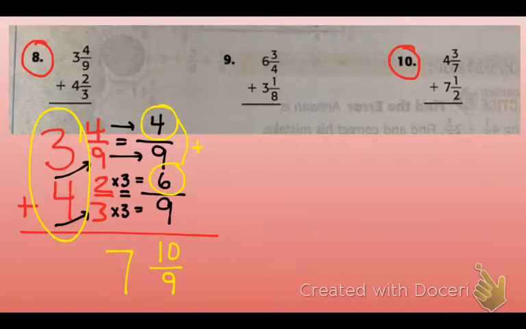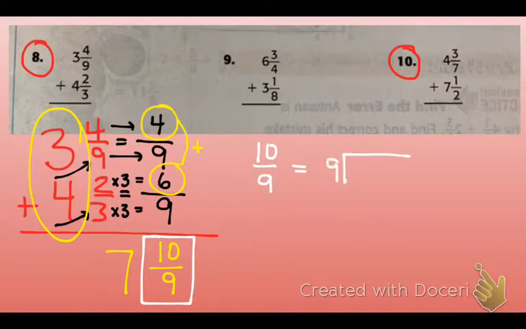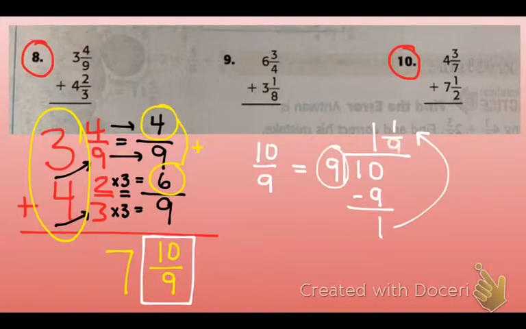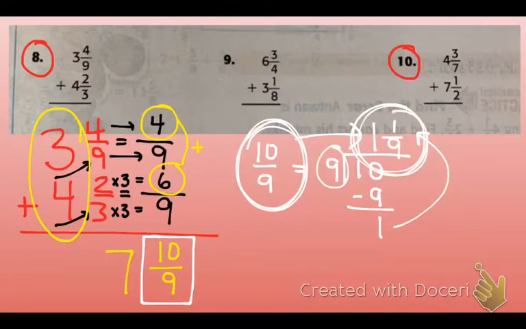Am I done? No, you're not done, because if you look carefully, your fraction is actually an improper fraction. We have 10/9 here, so we have to take that 10/9 and divide. How many times does 9 go into 10? 1 time. How much is left over after I take 9 away from 10? I have 1 left over. Remember that 1 then becomes my numerator. My denominator stays 9. So this 10/9 is equal to 1 and 1/9.